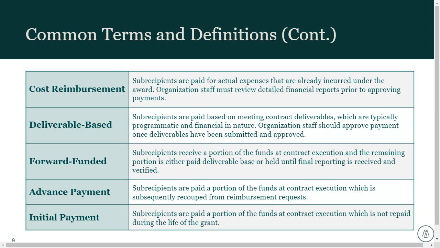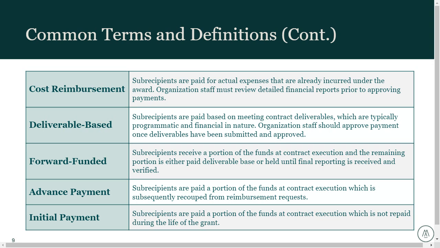So I'm going to use really small numbers to keep it simple. If you have a $1,000 total award and you're going to give a 10% advance payment, you are giving $100 at the front end. And then let's say you're doing monthly reporting, then that $100 would be recouped throughout that monthly cost reimbursement request, so that in total at the end of the program, you've only paid out $1,000 and not $1,100.